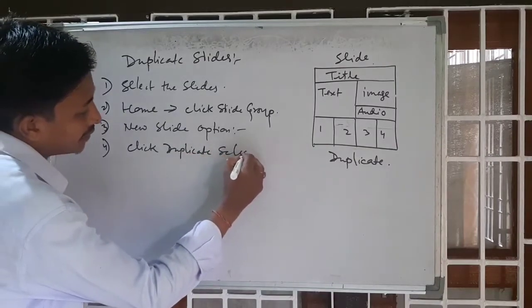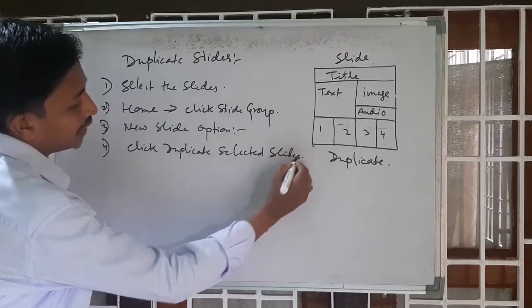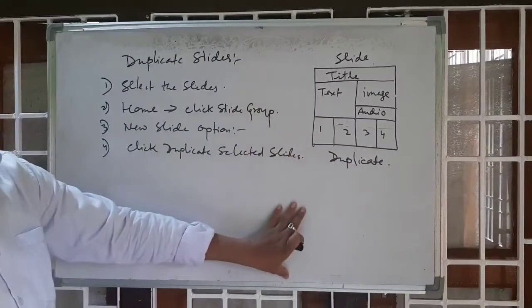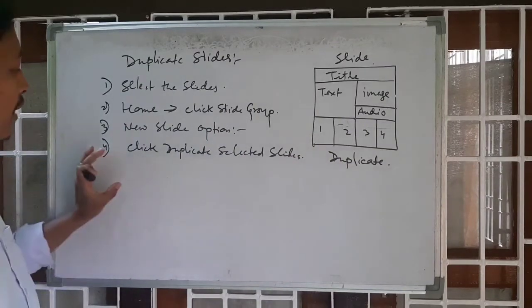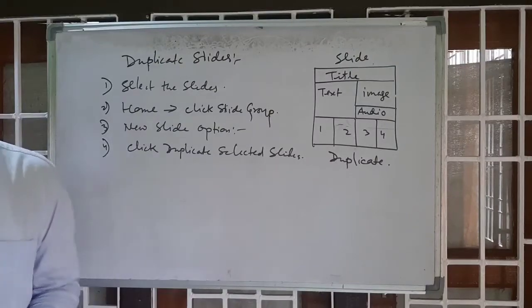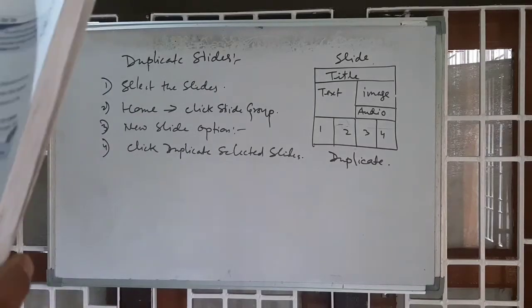selected slides. Okay. Whatever slides you select, if you select 2 or more slides, then it's okay. After that, you have to click the duplicate slides. Okay. Now you can see in the book. Again, I show you. You can see.